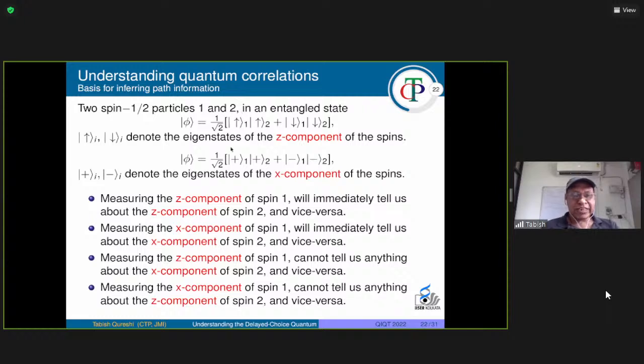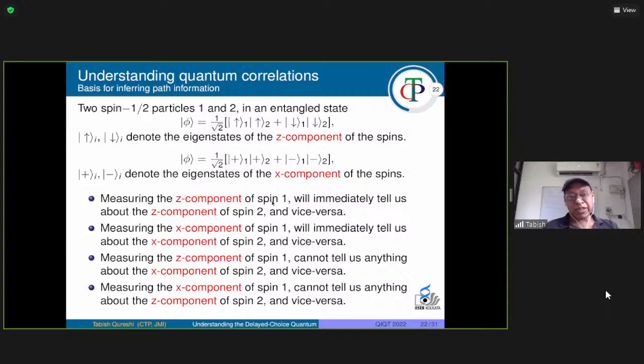The same state can also be written. I suppose by now you all know this quite well. The same state can also be written in another basis, which are the eigenstates of the x component of the spin: plus plus, minus minus. So in this basis also, the state will look entangled.